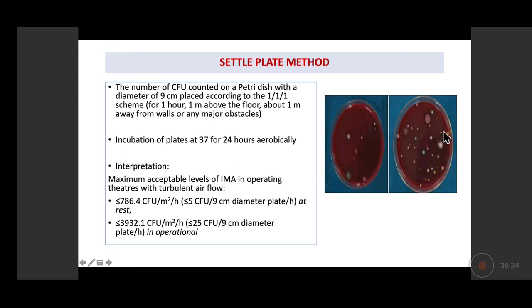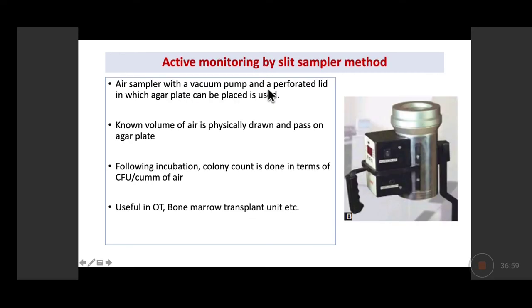So we count the colony. Here the growth will be there after 24 hours, and we count the colony forming units. These are the standards that have been given in your books as well, so you can read them. These standards are given by certain regulatory authorities, which have decided the maximum acceptable level of colony forming units that should be present on the blood agar.